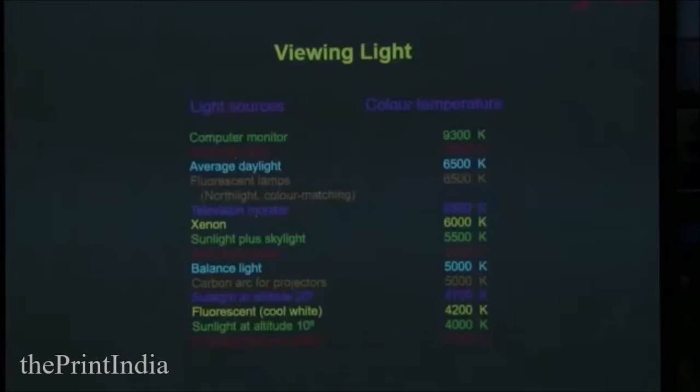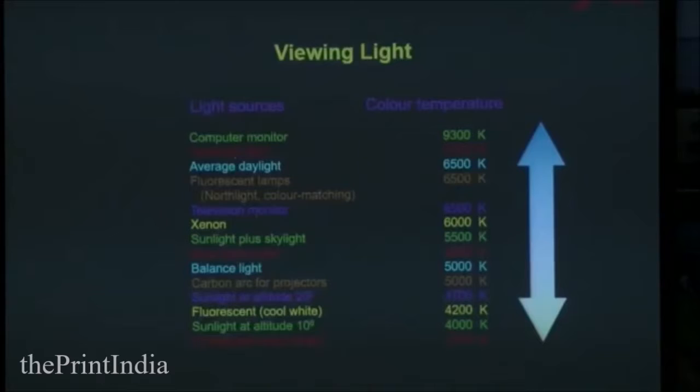You can see there is a wide variety of lighting. A computer monitor not calibrated will be at 9300 degrees Kelvin. That is very highly bluish light. As the color temperature goes up, as we discussed last time, when the temperature is high, the light looks bluish. When the temperature is low, the light looks yellowish. So computer monitor, average daylight, fluorescent lamp, xenon, sunlight, balanced light is here.